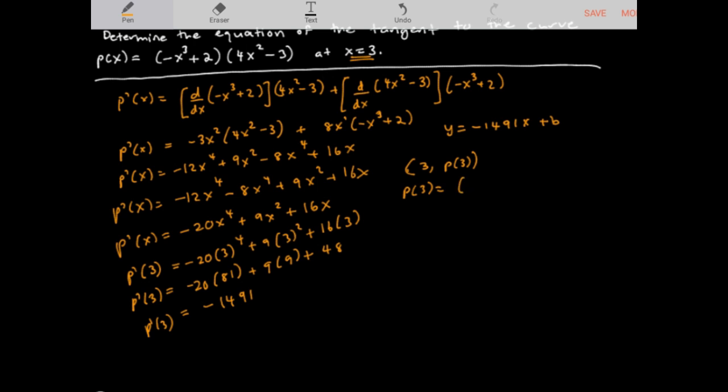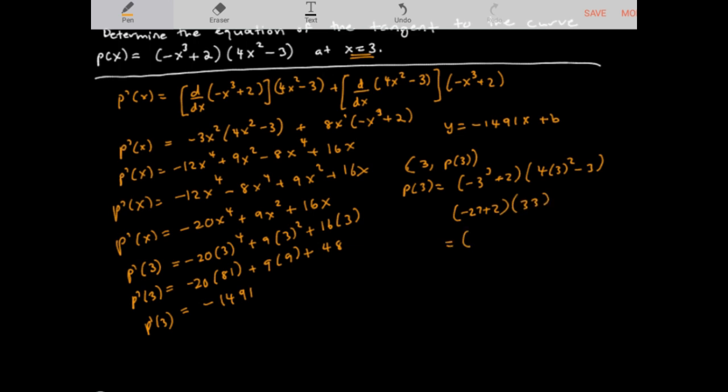So P of 3 here is basically negative 3 cubed plus 2, times 4 times 3 squared minus 3, which is negative 27 plus 2, and 36 minus 3 is 33. So that's going to give you negative 25 times 33. So yeah, we do have a set of large numbers here. So that's going to give you negative 825. Okay? So P of 3 is negative 825.